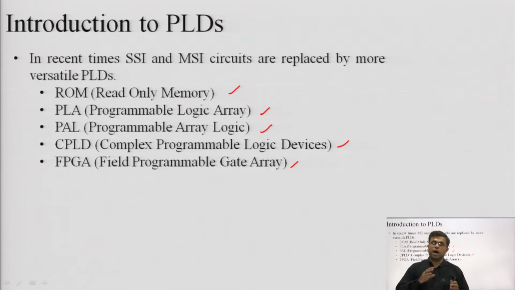And if it is masked by the manufacturer, and neither can we write nor can we erase, that means everything that has to be written in that memory has been written at the manufacturer's end, then it becomes mask programmable read only memory, MPROM, because it has been masked for further writing by the user. So this is the basic of ROM.